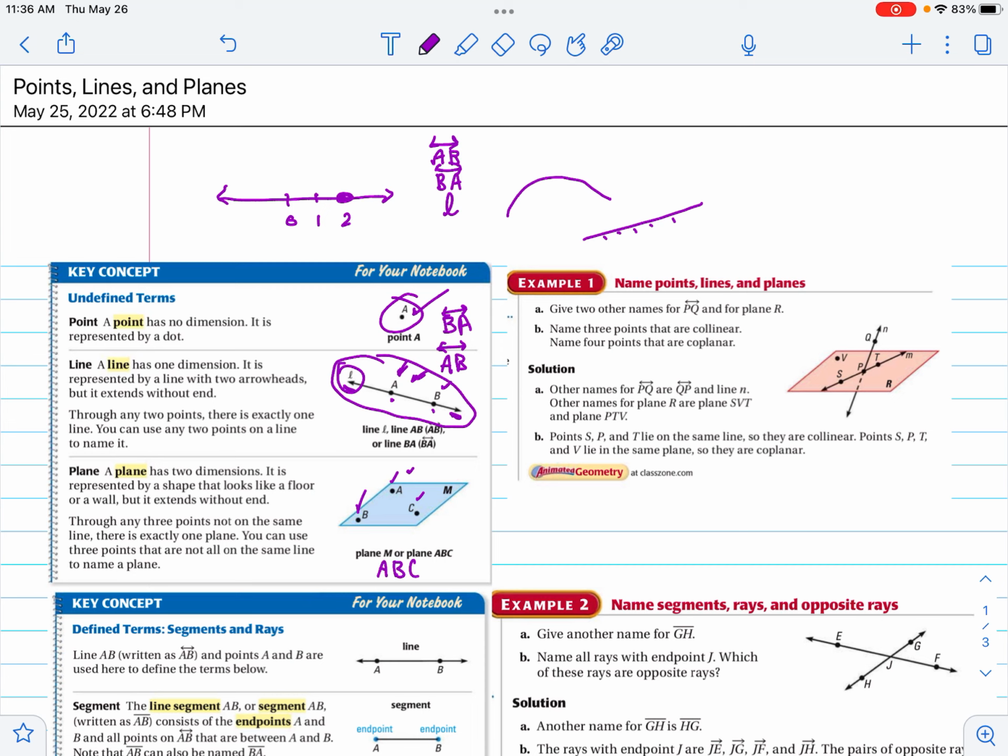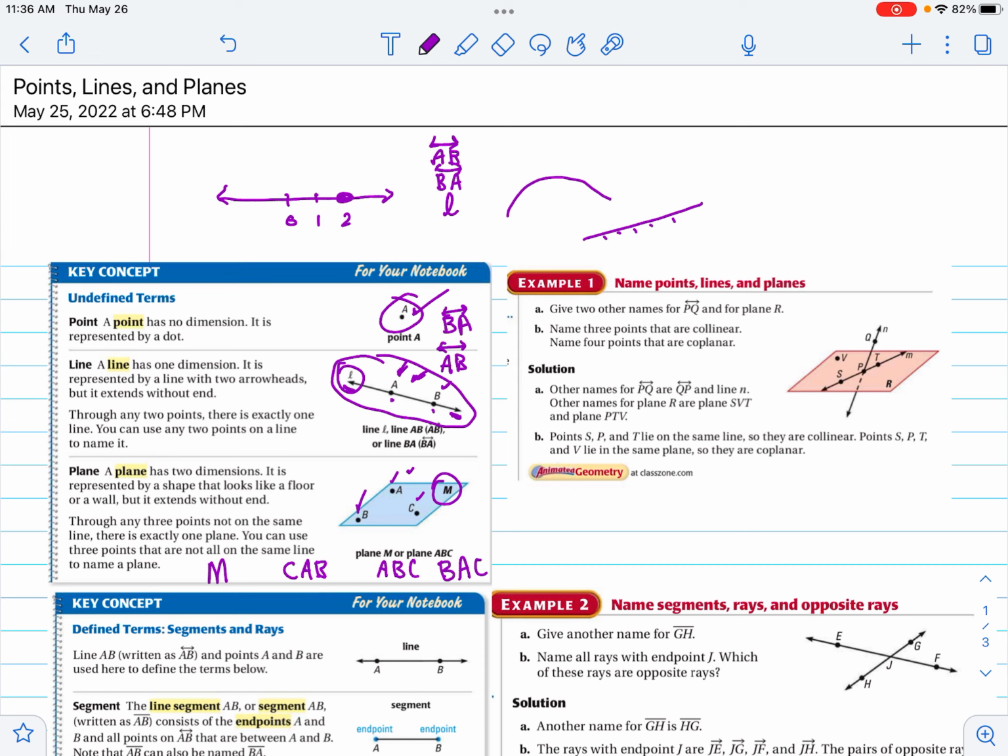Now we could also name it BAC. No worries there. Or we could name it CAB. Really, the order doesn't matter. Or we could name it M, like right here. Now, M is not a point there. So, in other words, there are different ways that we can name that plane.